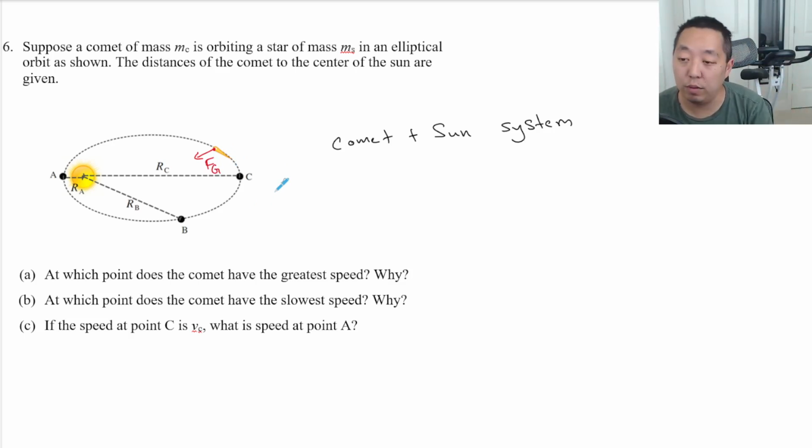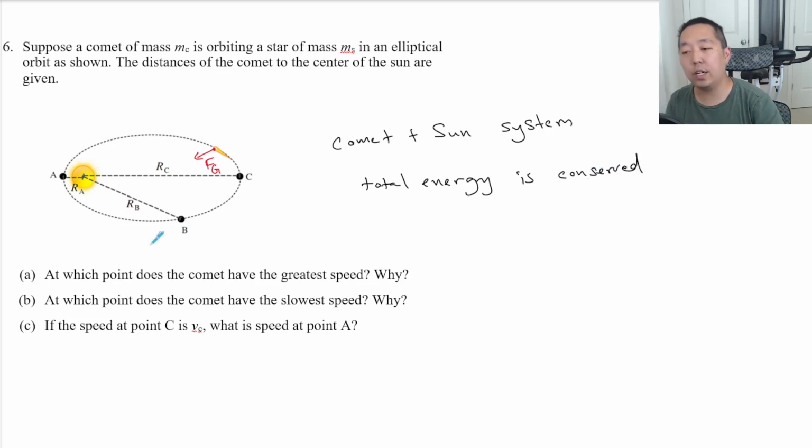This is the only external force acting on the comet, and it doesn't do any work because we've included the sun. It's an internal force now, part of the comet-sun system. So the total energy has to be conserved, right? What kind of energy are we talking about here? You have gravitational potential energy and you have kinetic energy.